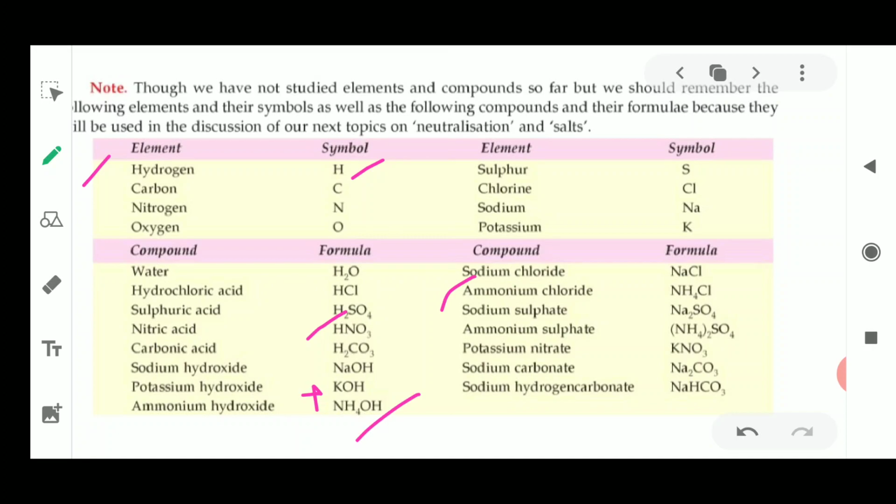This is the most common base which is used here. Sodium sulfate is Na2SO4, then ammonium sulfate is (NH4)2SO4, then sodium carbonate is Na2CO3. So there are many examples written over here, so you could learn these examples and you can find out the various other names also which are used as acids and bases. So there are numerous names and numerous formulas. Fine. So please remember all these things, you have to write them down and study them.